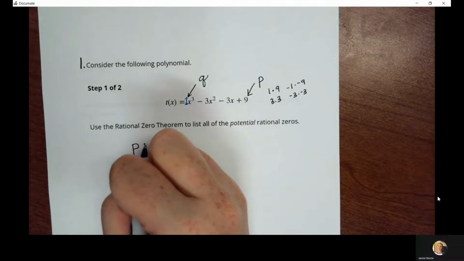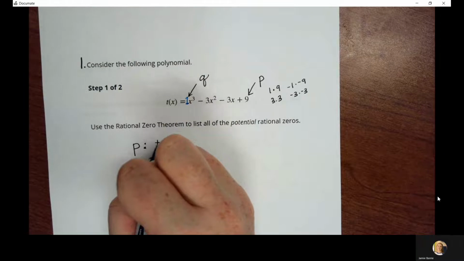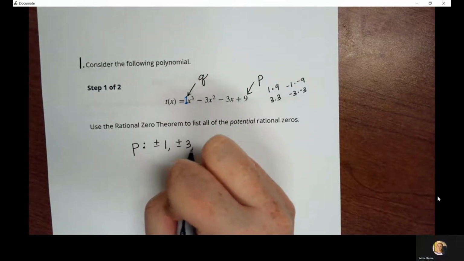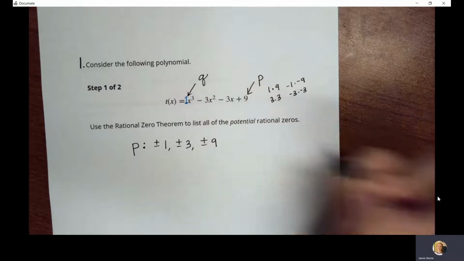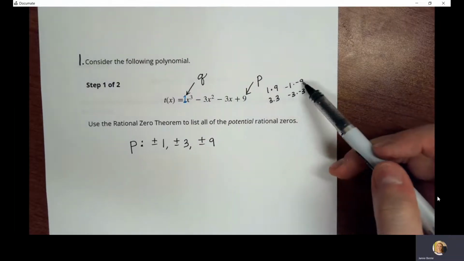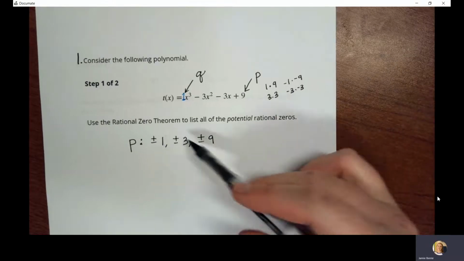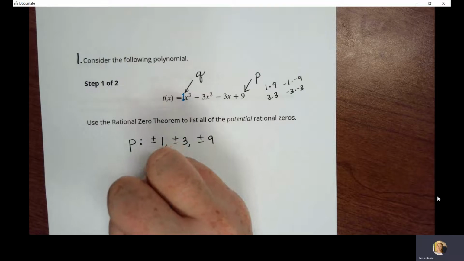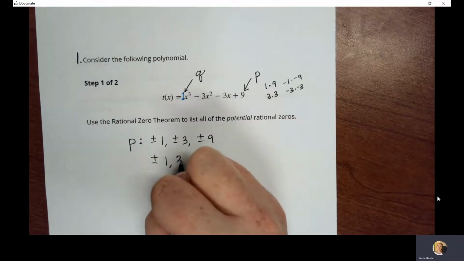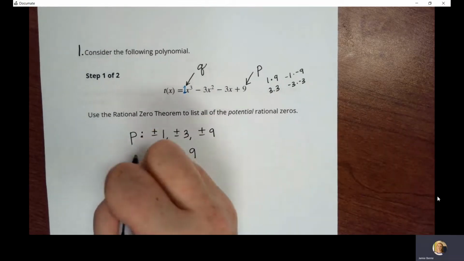So p is going to be plus or minus 1, plus or minus 3, plus or minus 9. So positive 1, negative 1, positive 9, negative 9, positive 3, negative 3. We can actually shorten this just by writing the plus or minus at the front, and then we just know that the plus or minus applies to everything. That's how they'll have you write it on the homework.